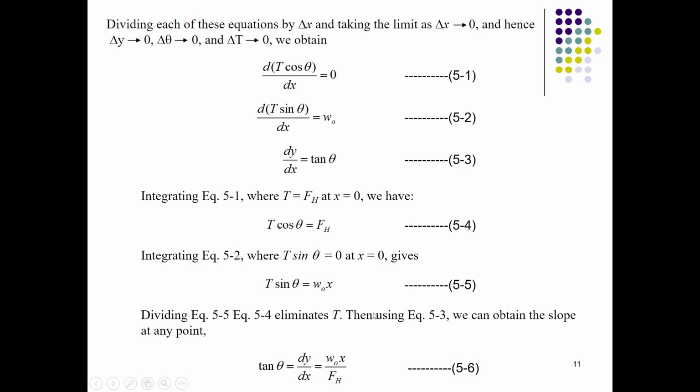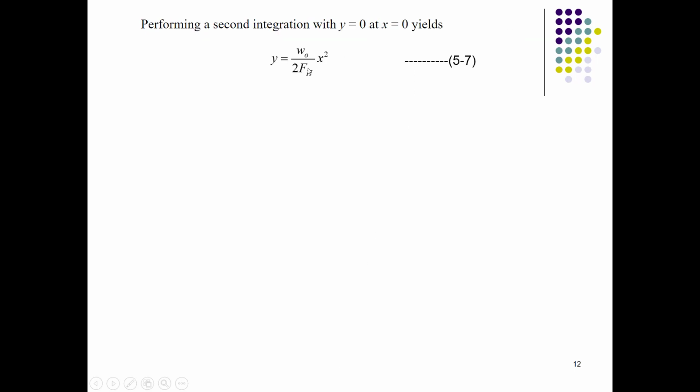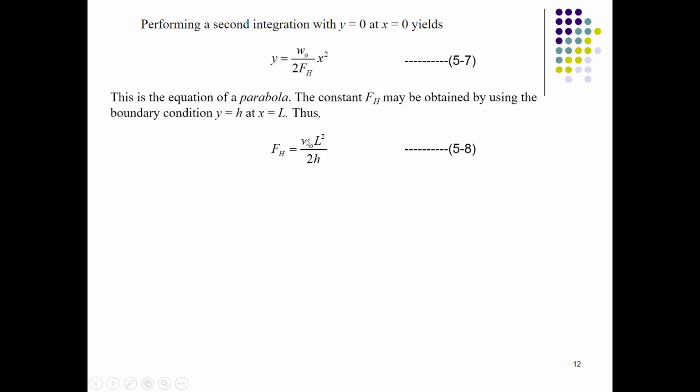So here comes an equation. If we integrate this equation, we will have y equals W naught x square divided by 2 fh. Taking y equals 0 and x equals 0, fh, the horizontal component of force, can be calculated as W naught L square over 2h. Making fh the subject, you get W naught, which is the intensity, L square, which is the length, and 2h, where h is the difference between the supports.